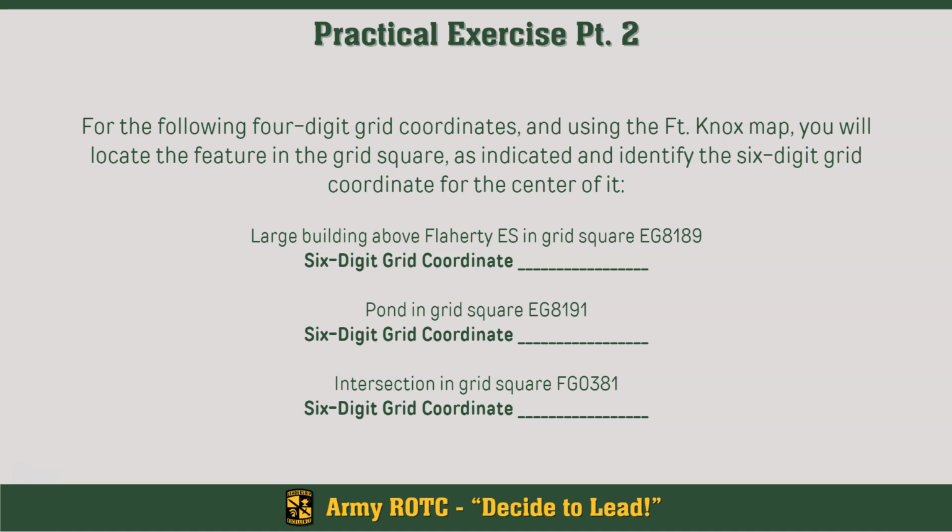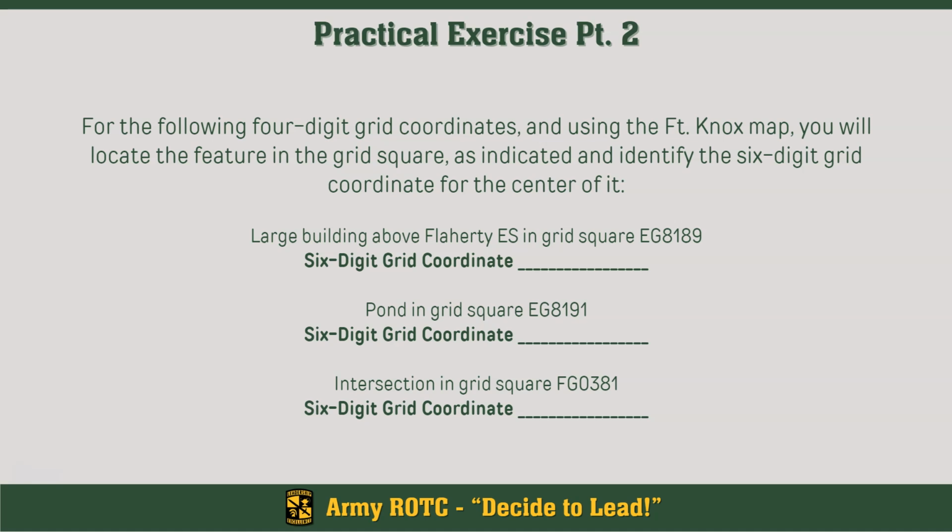Then do it again with the pond in grid square Echo Golf 8191. So you're going to find that grid square, 8191, look for the pond, take your protractor, and figure out if it's 81 blank and 91 blank. What are those blank numbers?